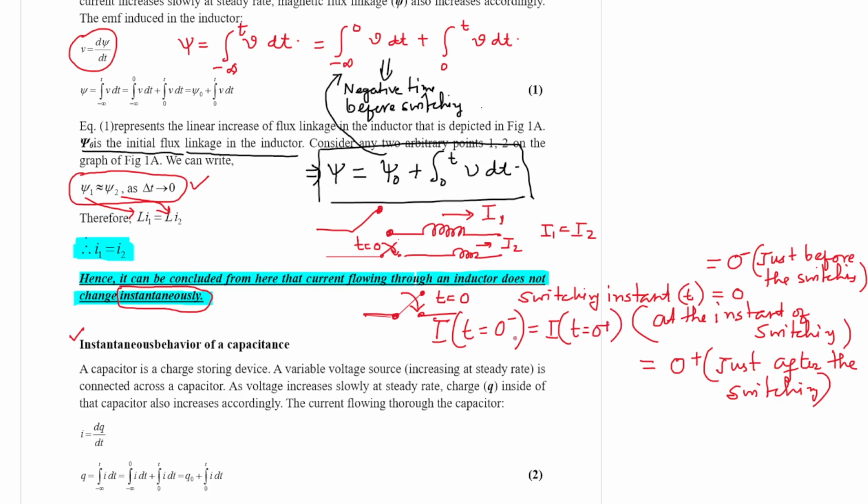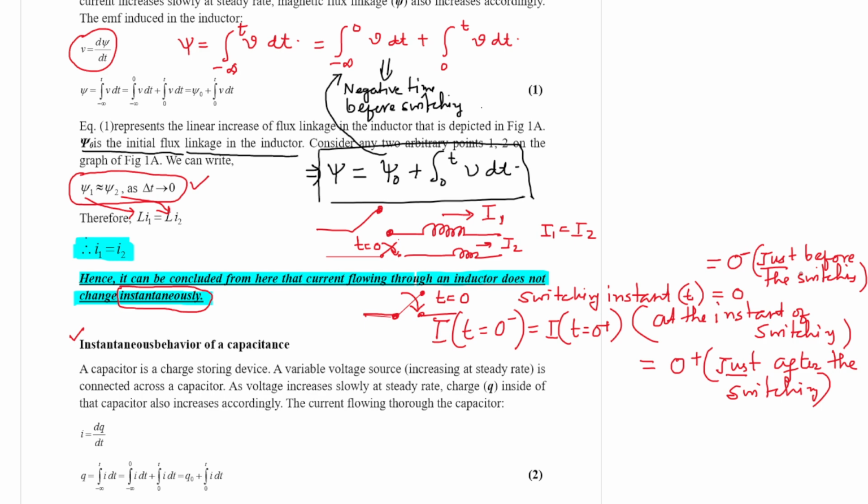That means current flowing through the inductor just before the switching and just after the switching are the same. So the word just is very important. Although they all point to the switching instant, purposefully we have split it into three parts: at the instant of switching, just before the switching, and just after the switching. Quantitatively they are all the same, there is no difference.